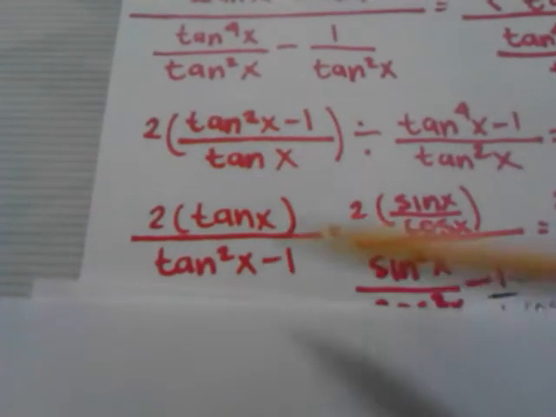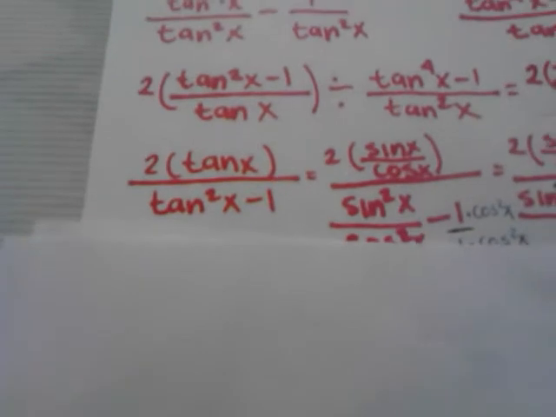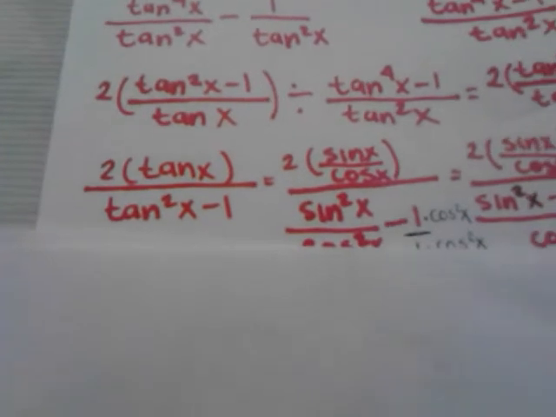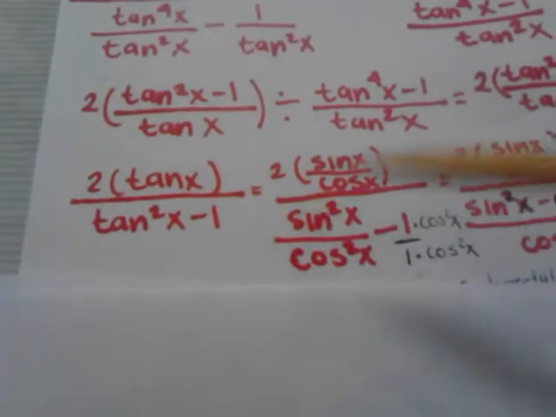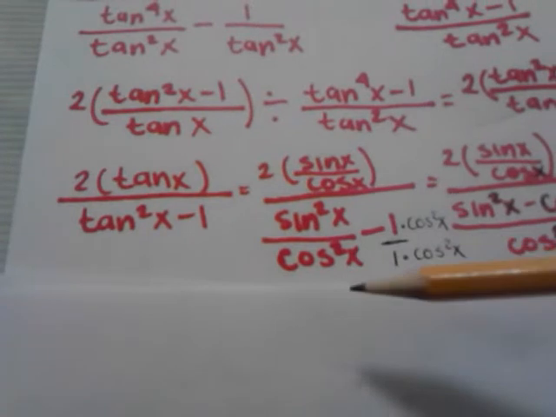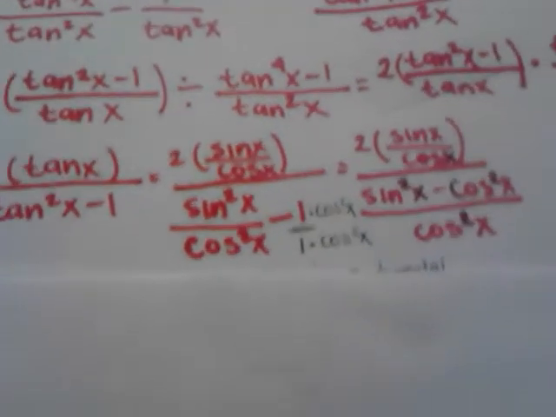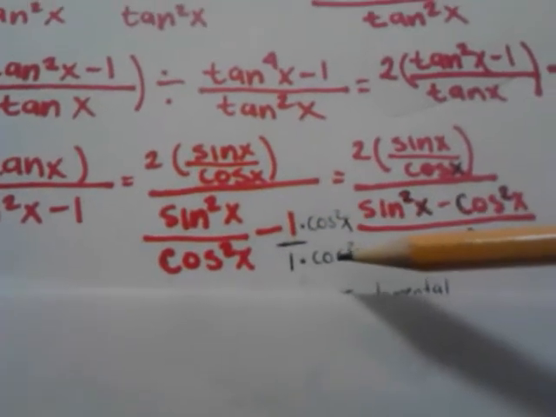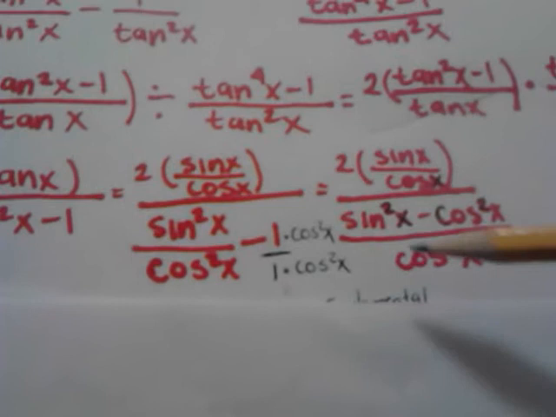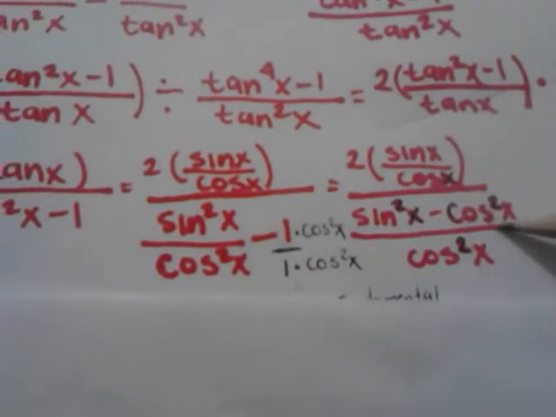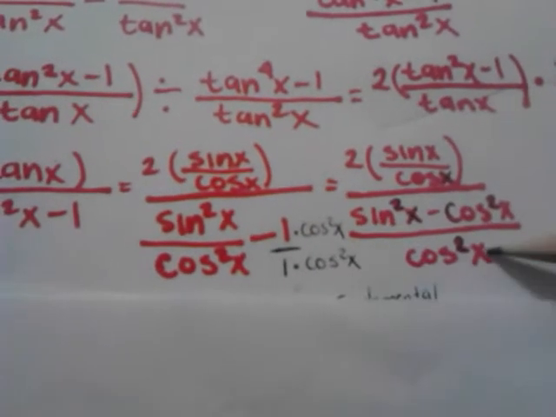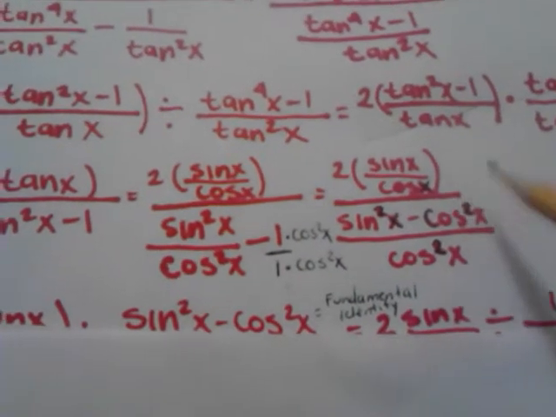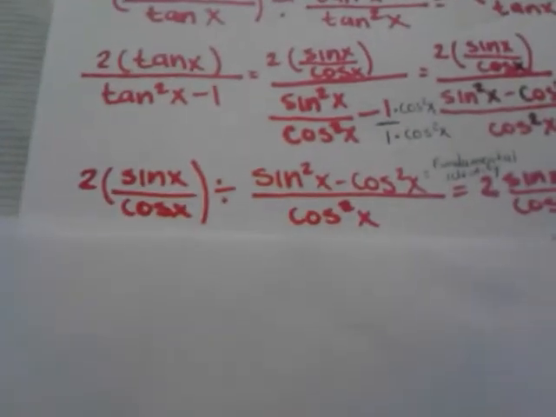So this is a division, and we know that tangent of x is equal to sine of x over cosine of x. Tangent square of x is equal to sine square of x over cosine square of x. So in here we want to have the same common denominator, so we multiply times cosine square of x top and bottom, and we get sine square of x minus cosine square of x over cosine square of x. So this is a division, and we can write it like that.